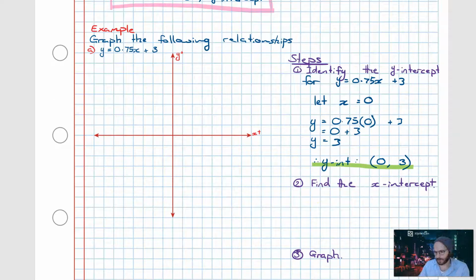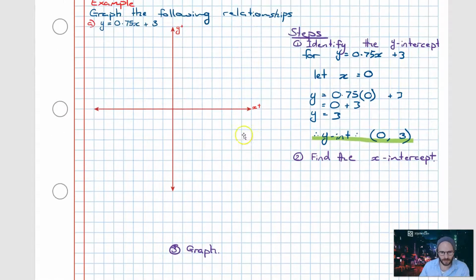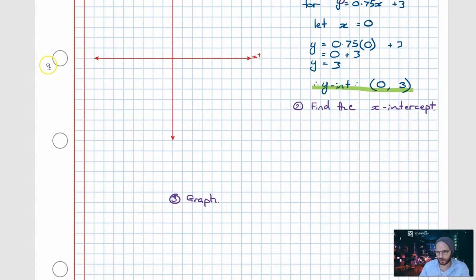Now the next step in the process is we need to find the x-intercept. Much like the y-intercept was where the line cut the y-axis, the x-intercept is where the line cuts the x-axis, as seen over here. So when this occurs, we expect the y-coordinate to be at a value of 0. So for y equals 0.75x plus 3, we're going to let y equal 0.